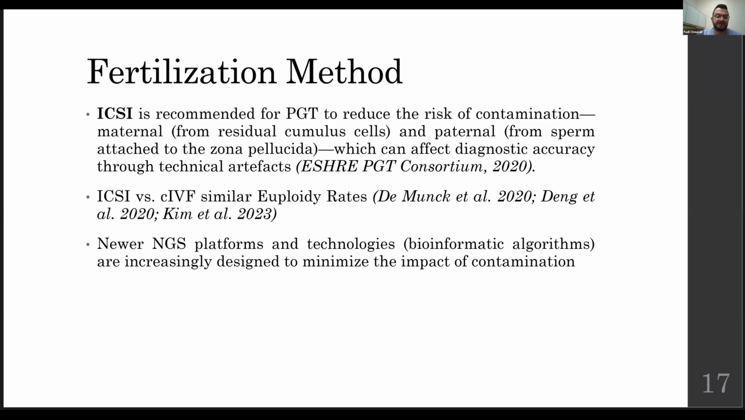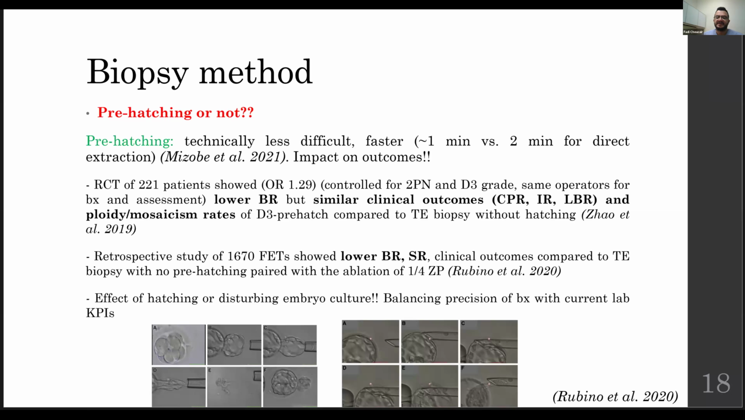Newer NGS platforms and technologies, including newer bioinformatic algorithms, are increasingly designed to minimize the impact of contamination. I'll go deeper now into the technique. The biopsy method itself remains critical to both procedural efficiency and clinical outcomes. The question arises: shall we pre-hatch the embryo or not?